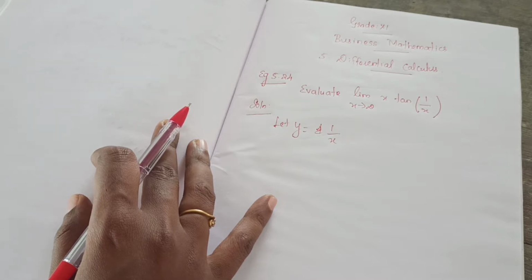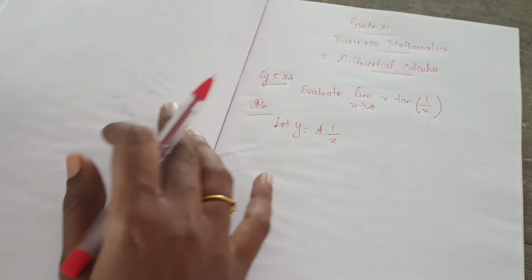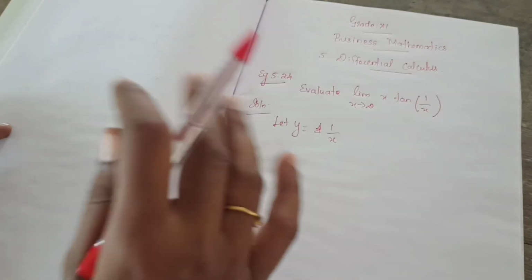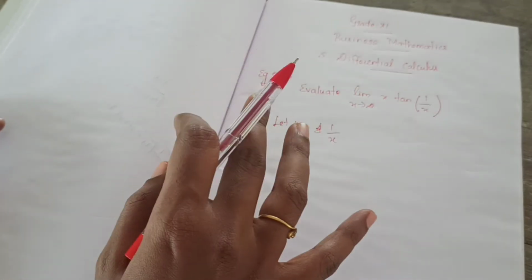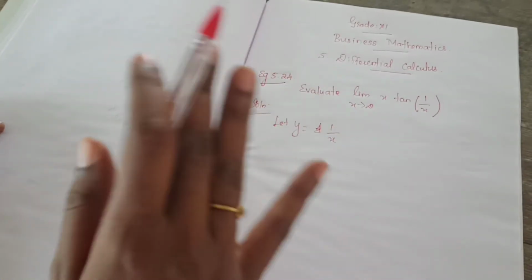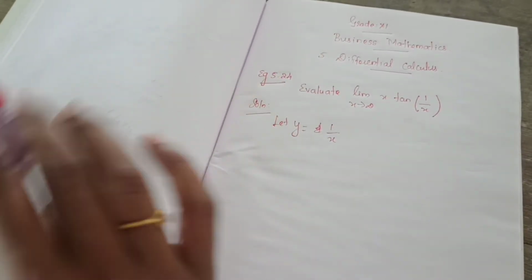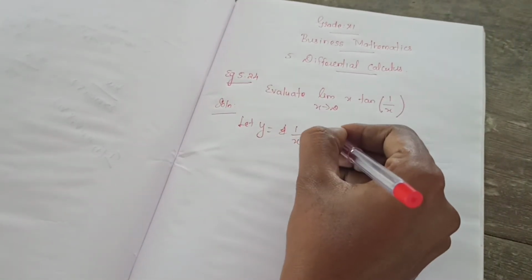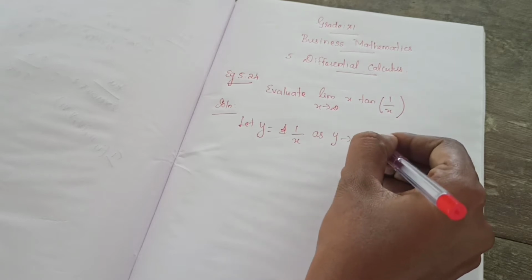So according to that we need to make it like that. I need to get tan x by x, otherwise I need to get tan y by y. Here there is no chance to get tan x by x, so because of that we are going to change this to tan y by y. How do we change it? y is equal to 1 by x, as y tends to 0, x tends to infinity.